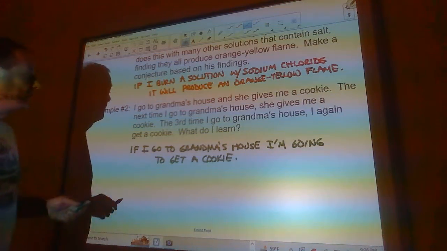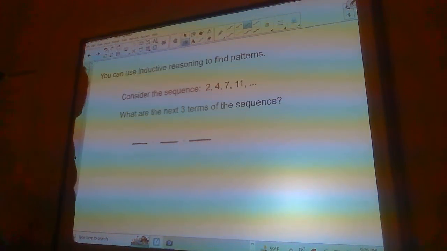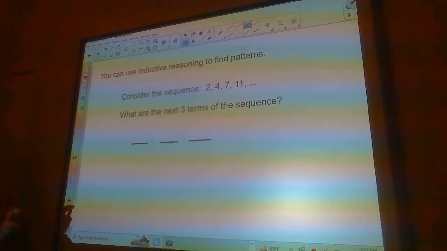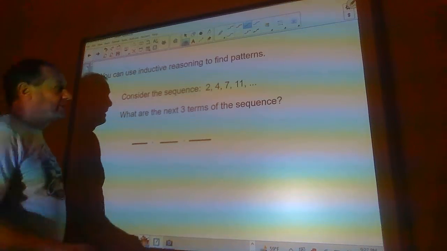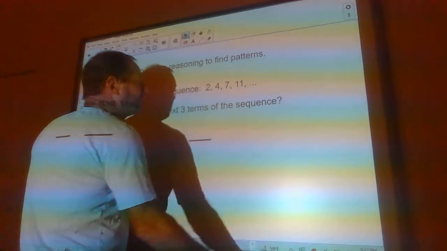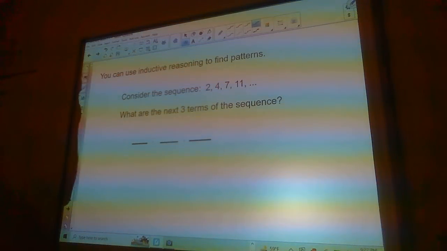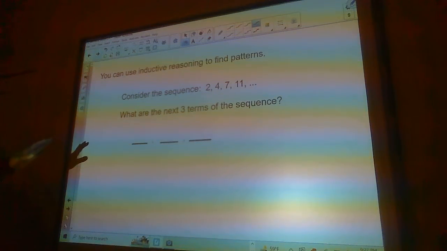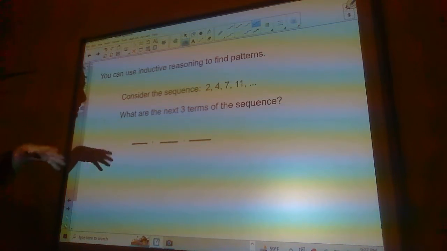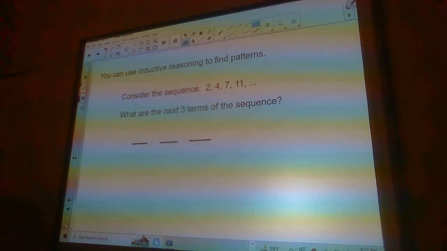Okay, so moving right along. I can use inductive reasoning to find patterns in different kinds of things. For example, if I look at this sequence, 2, 4, 7, 11, I want to figure out the next three terms in the sequence. What's the pattern? Why don't you take a look at this, use a little inductive reasoning, and see if you can figure it out. Pause the video while you do that and then see if you got it right.